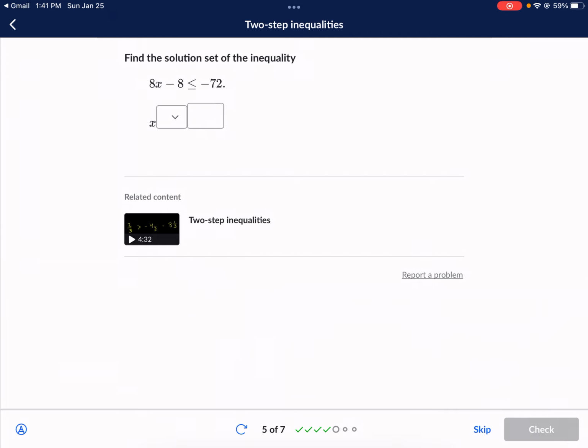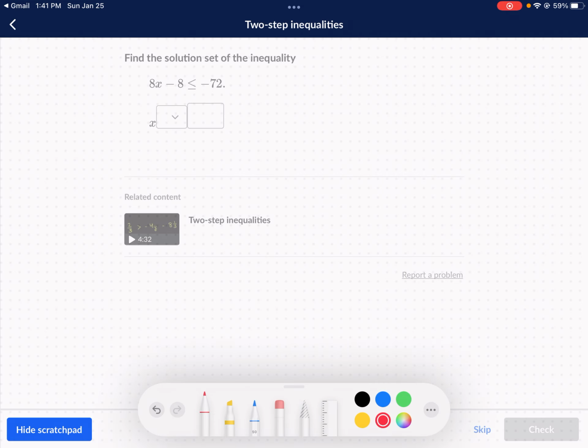Okay, next question. Again, trying to go faster, you guys, because there's a lot of questions here. 8x minus 8 less than or equal to negative 72. There's no negative in front of the variable, so I know I'm not going to have to flip the sign. It's only when you have to divide or multiply by a negative number, and that's when there's a negative number being multiplied or divided initially, so I don't need to flip the sign. So that's good news. So I'm going to add 8.